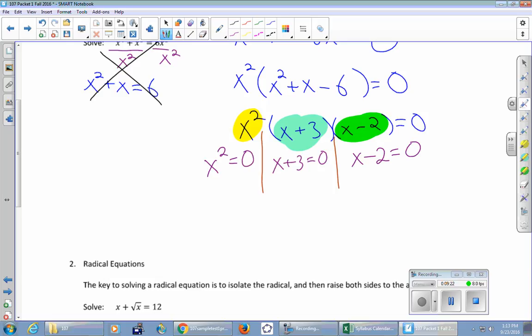Okay, and then we solve our equations again from the right. Here x equals 2. Someone else in the middle, x is negative 3. Over here, 0, right? 0 squared is the only number we can plug in there. So those are our answers.